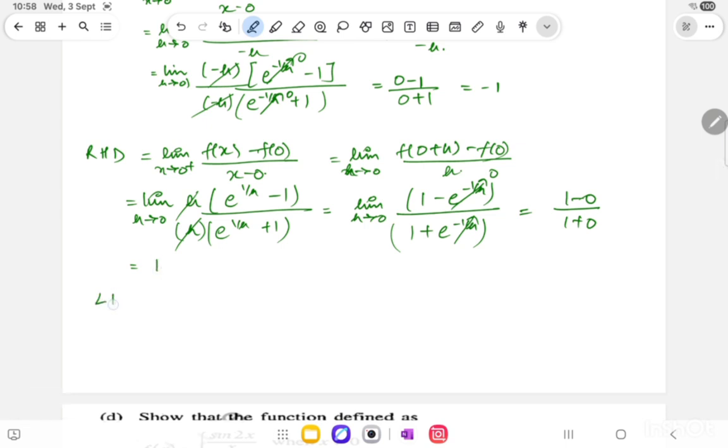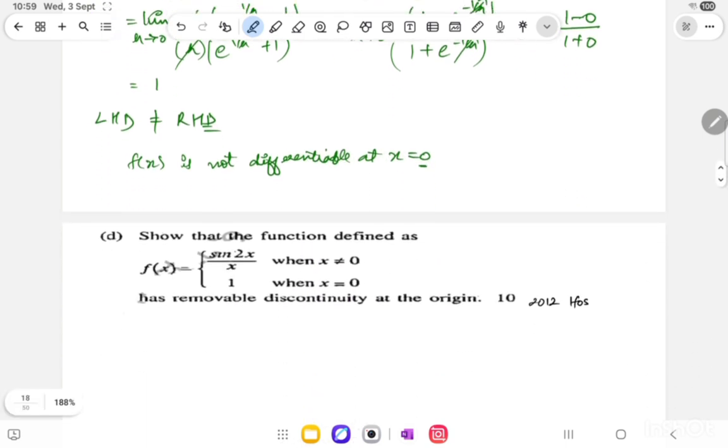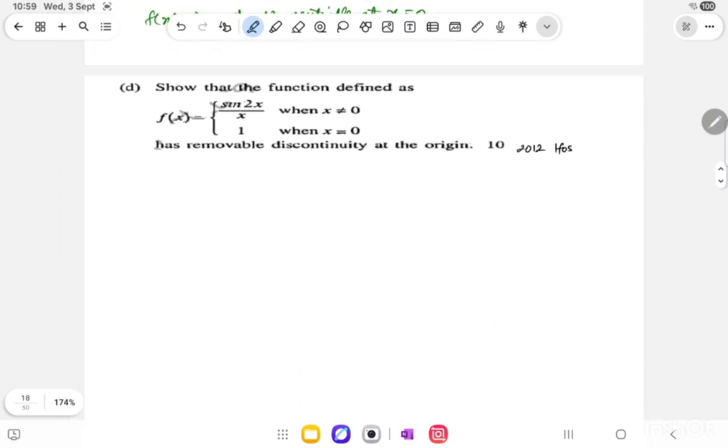And you can clearly see that left hand derivative is not equals to right hand derivative. So f(x) is not differentiable at x equals to 0. So let's move on to next question.